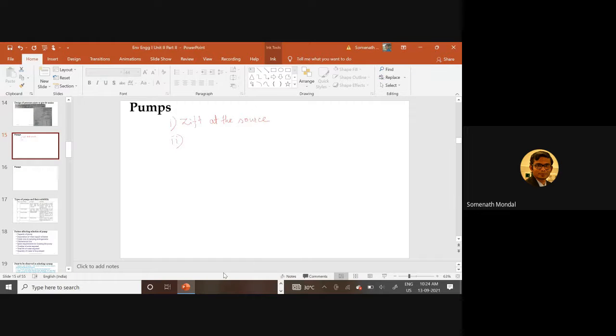There might be several situations, let me write them here one by one. First one is lift at the source. To lift the water at the source when the water cannot flow by gravity into the mains, such as the case where low-level surface sources and groundwater sources are both at a low level, and your ground is at a higher level. So you need a pump to lift it from the source to the distribution channel.